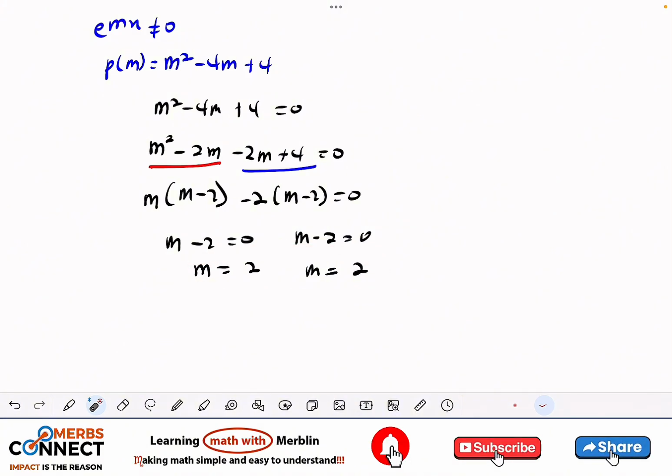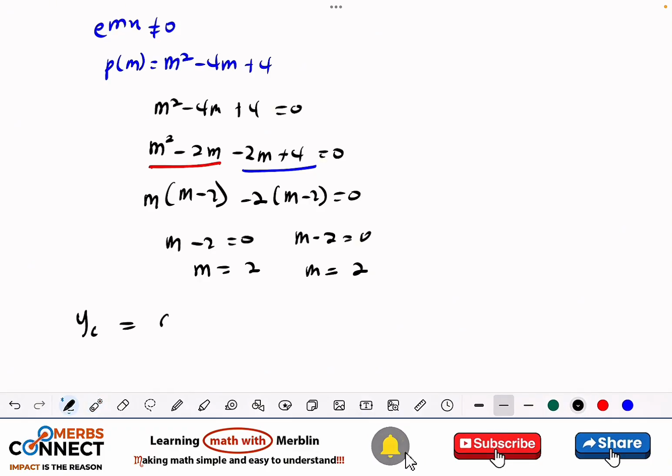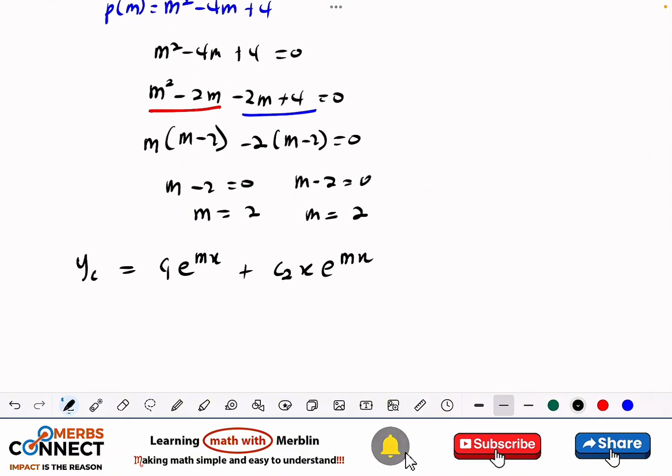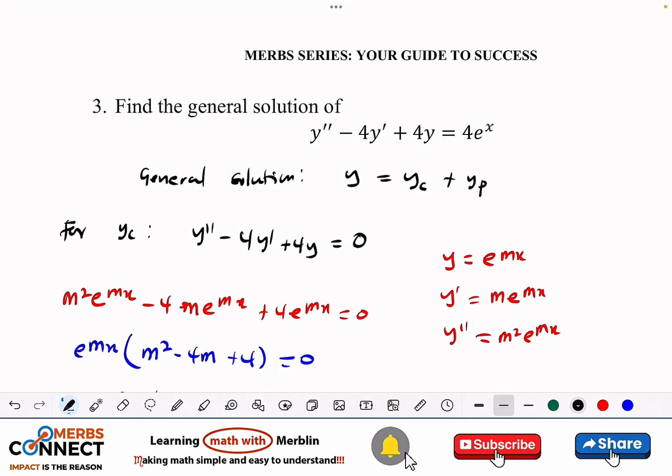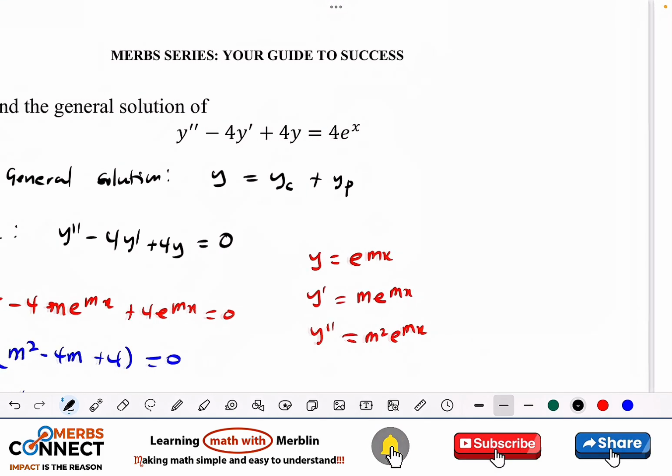So remember how to write the solution. Our complementary solution will be c1 e to the power mx, because they are the same, plus c2x. So remember, we need to multiply this one by x, e to the power mx again. So let's do that. Our complementary solution will be c1 e to the power 2x plus c2 x e to the power 2x. So this is the complementary solution, and we need to look at the particular solution.